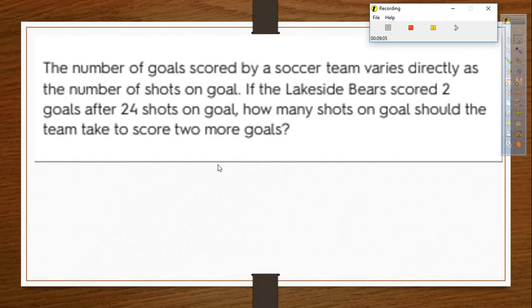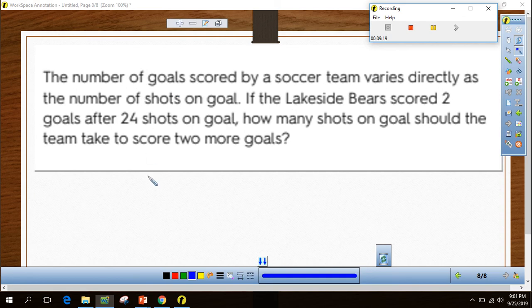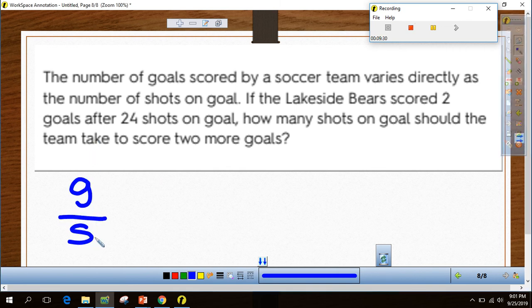So let's take a look at some of the examples that we did today in class. The number of goals scored by a soccer team varies directly as the number of shots on goal. So varies directly tells me that it is a proportional relationship. The Lakeside Bears scored 2 goals after 24 shots on goal. So I'm going to say this is how many goals they scored out of how many shots on goal. And I like to set up my ratio here using letters to symbolize which I'm doing so I can keep them organized. So they scored 2 goals, so goals were 2, after they took 24 shots on the goal.